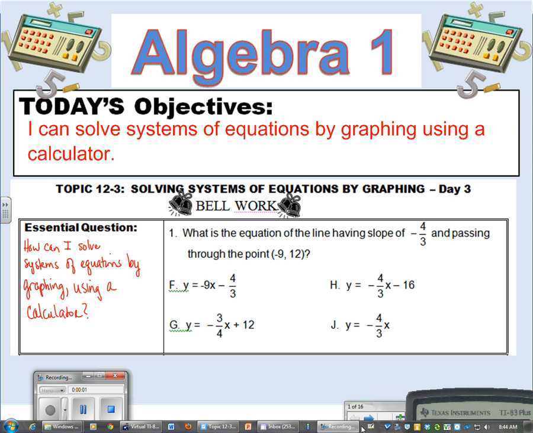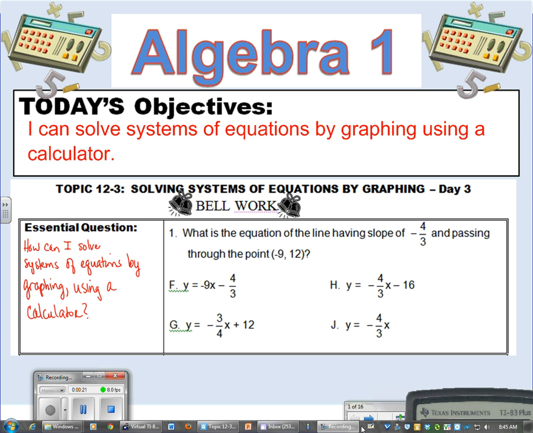This is topic 12-3, solving systems of equations by graphing. Our objective today is: I can solve systems of equations by graphing using a calculator. So our essential question is, how can I solve systems of equations by graphing using a calculator? Our bellwether problem today is a review problem.